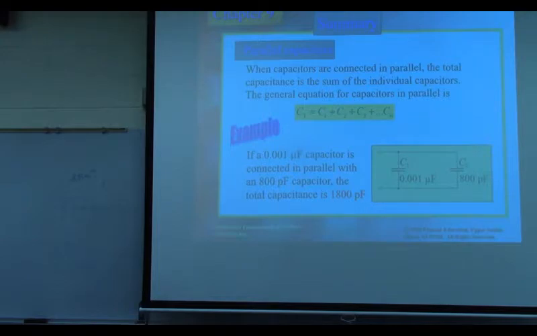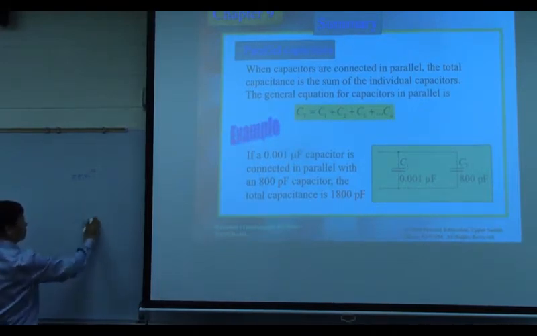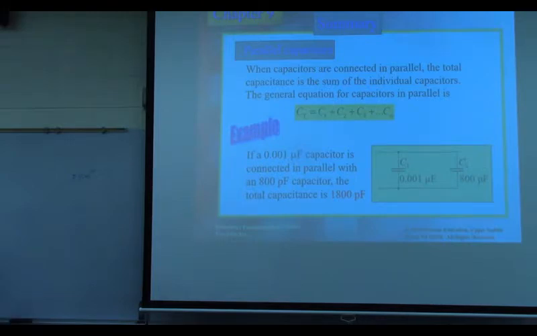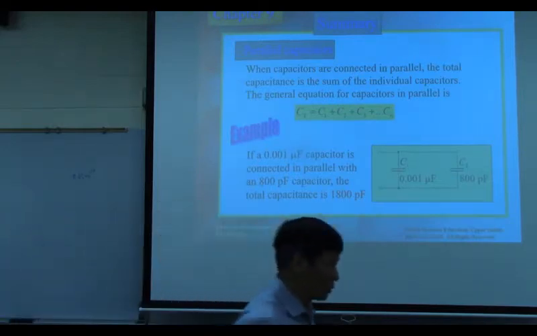Then parallel, the same thing, right? Using the same idea to explain this. In parallel, one is like this, another one like this. Parallel means you need to connect to the same voltage, for example like this one. This is in parallel, right? Then you look, okay, the distance stays the same, but the area of the plate increases. So that's why the C will be the addition for all of them.